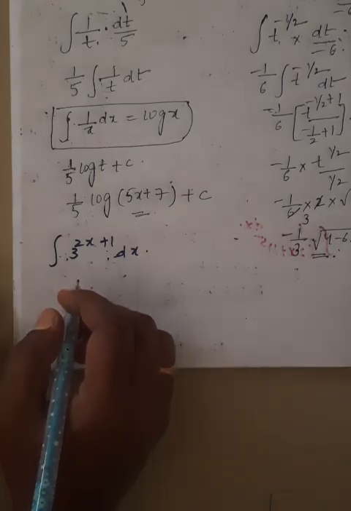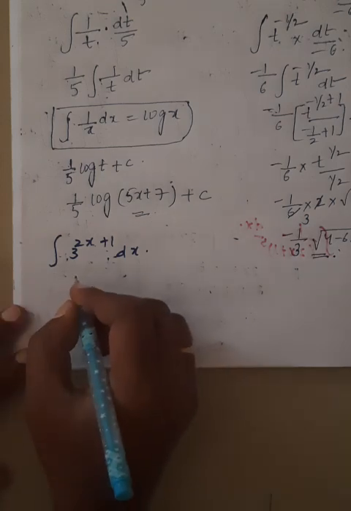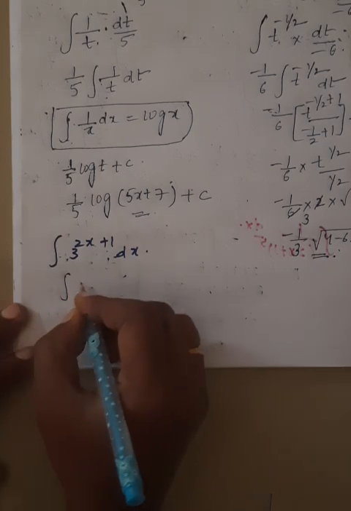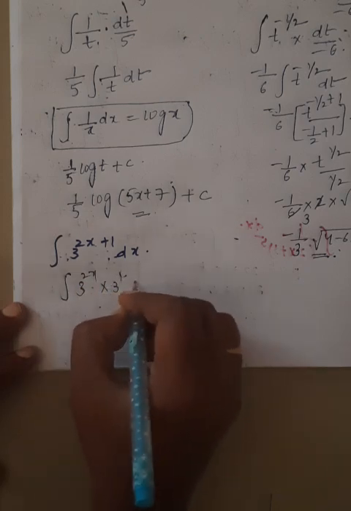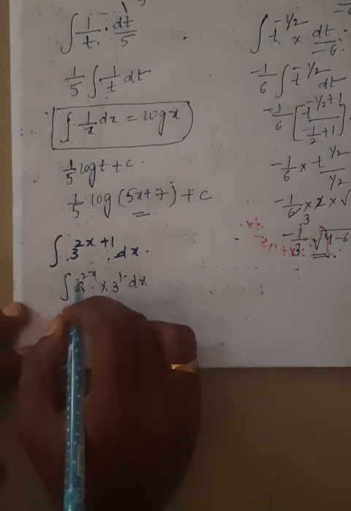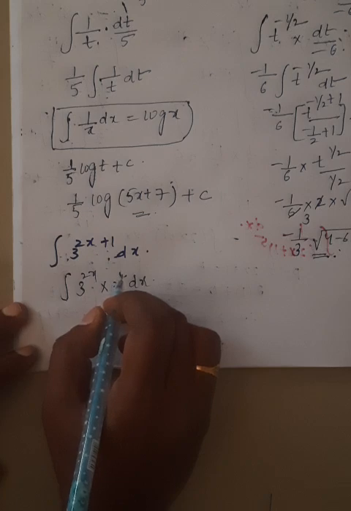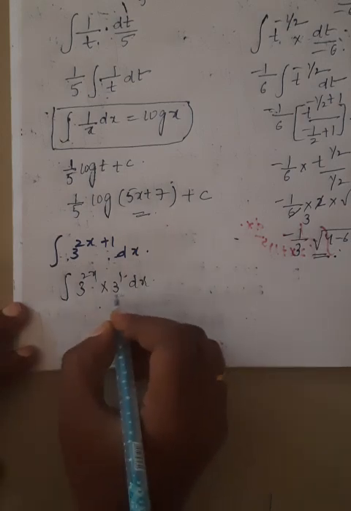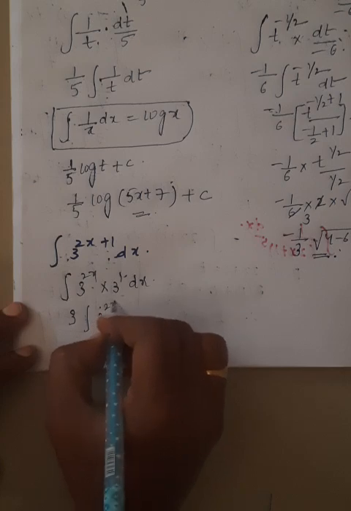So our next question is integration of 3 power 2x plus 1 into dx. So this can be solved by writing it as 3 power 2x into 3 power 1 into dx. Here we have used the rule that when bases are equal, powers should be added. So 3 power 2x into 3 power 1 can also be written as 3 power 2x plus 1 into dx. Now we should write 3 outside. So 3 into integration of 3 power 2x dx.